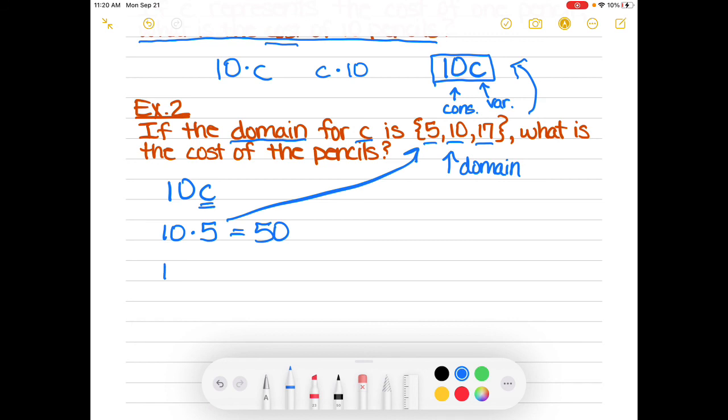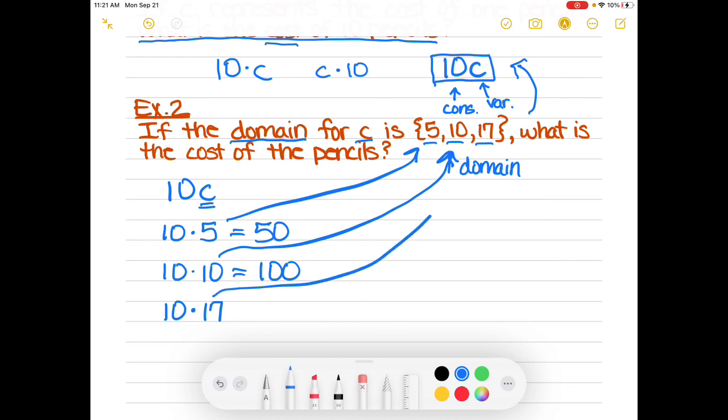Then I'm going to do it again for the 10. See, I'm using the 10 now. And 10 times 10 is 100. So for 10 pencils, if they cost 10 cents, it would cost 100 cents, right? Which is just $1. But we're not going off of cents right now. And then for the last one, I'm going to substitute in the 17. And 10 times 17 is 170.